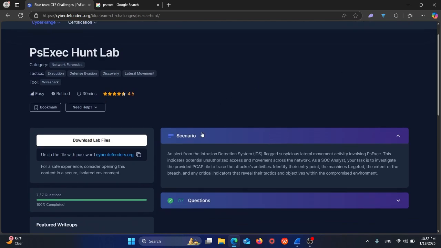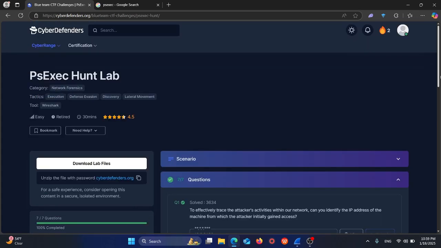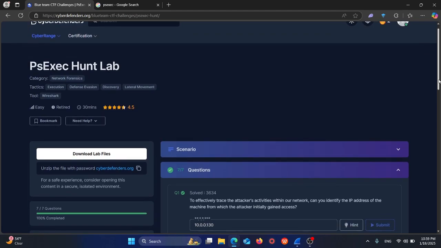The scenario says, an alert from the intrusion detection system flags suspicious lateral movement activity involving PSExec. This indicates potential unauthorized access and movement across the network. The SOC analyst's task is to investigate the provided pcap file to trace attack activities. Identify the entry point, the machine target, the extent of the breach, and critical indicators that reveal the tactics and objectives within the compromised environment. Here we have 7 questions. We'll start by answering them.